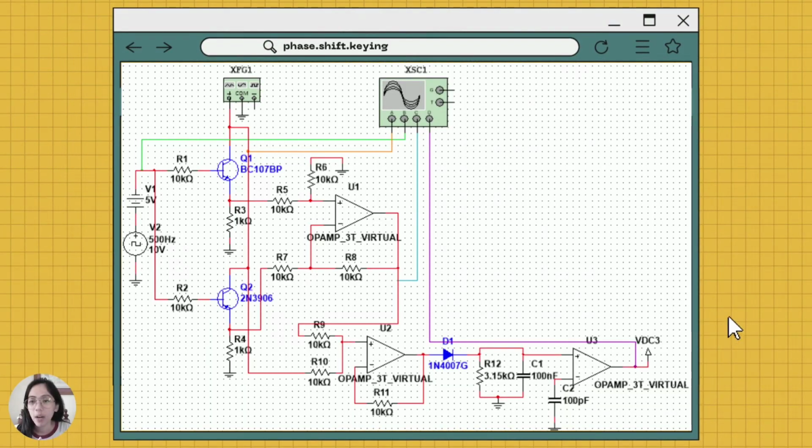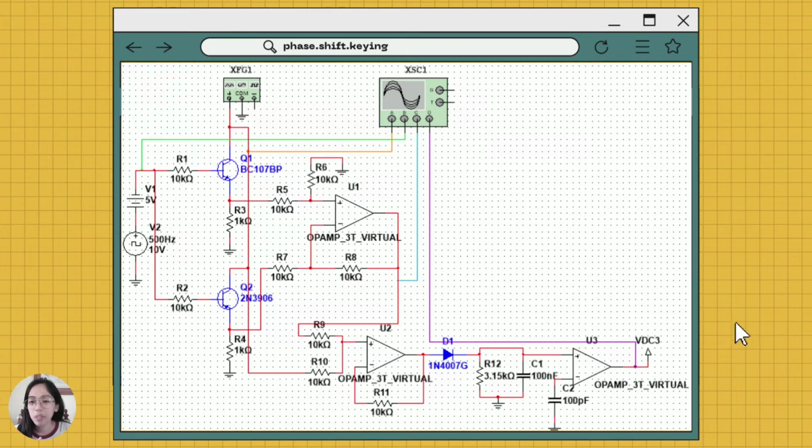Next, now let's proceed to the process of modulation and demodulation. This is the circuit of the PSK. The carrier signal is configured to have a frequency of 5 kHz and an amplitude of 1 volt after constructing and modifying the circuit, while the modulating input is set to 500 Hz and 100 volts and connected to DC power of 5 volts.